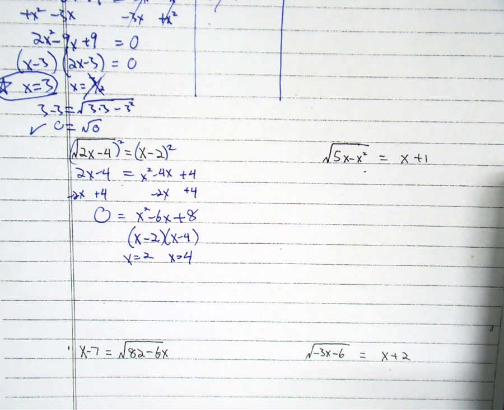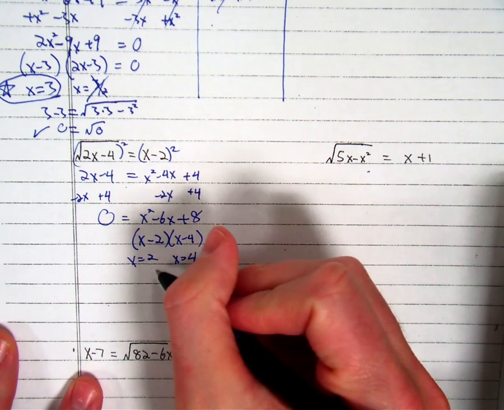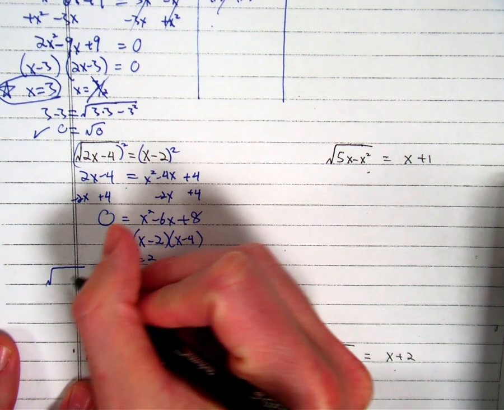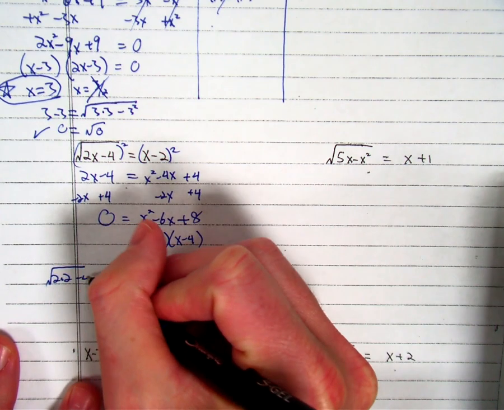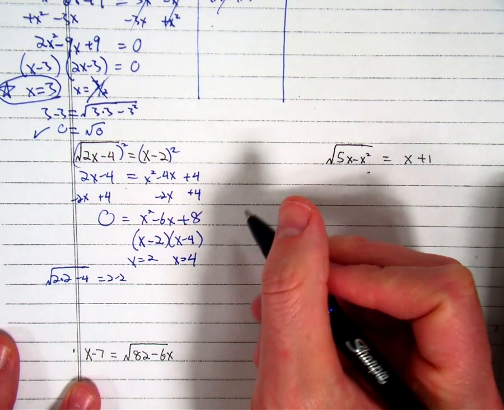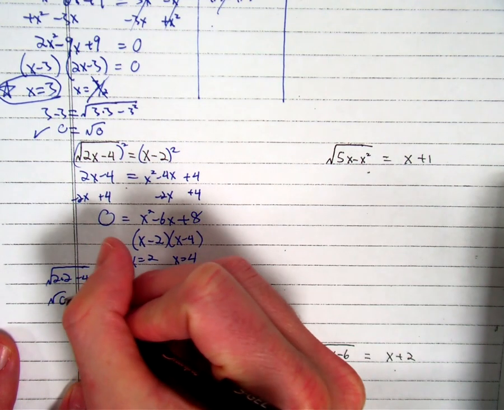Okay, it should be pretty easy to double check these. If I plug 2 in, we have 2 times 2 minus 4 equals 2 minus 2. Again, we're going to get our 0. We're going to get square root of 0 equals 0.